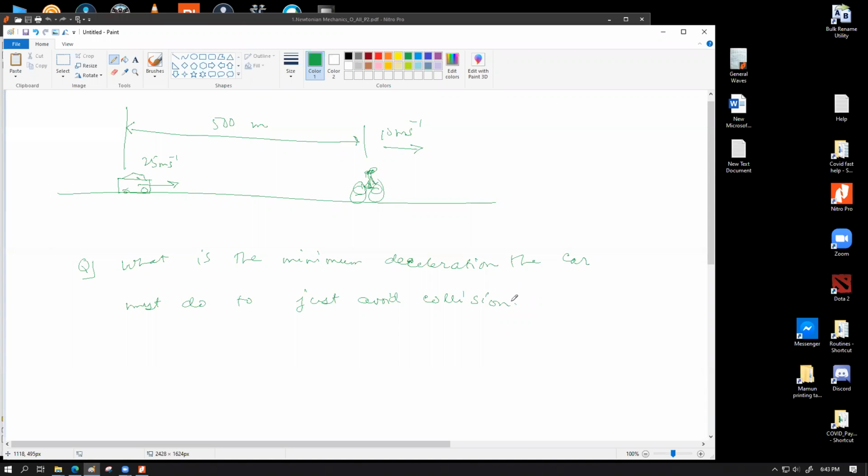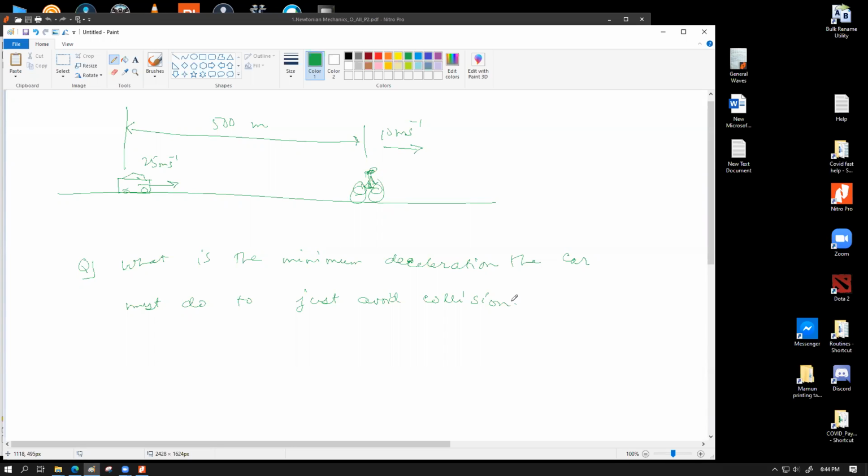The idea is that if the car doesn't slow down, the gap between the bicycle and the car, which is 500 meters, is going to decrease, and the car is going to keep on moving at 25 meters per second. So after this gap is over, the car would have hit the bicycle. Isn't that supposed to happen? Yes, sir. We want to avoid that. We want the car not to hit the bicycle.